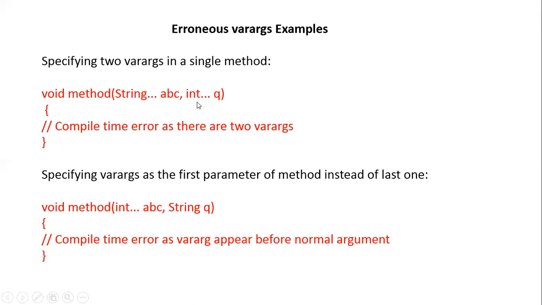Second thing which we have to take care of is, if we are using a variable length argument with a normal parameter, that time this variable length argument should be the last parameter, not first or any other place. So if we are going to use it this way, then it is going to give us an error. That's all about variable length arguments.